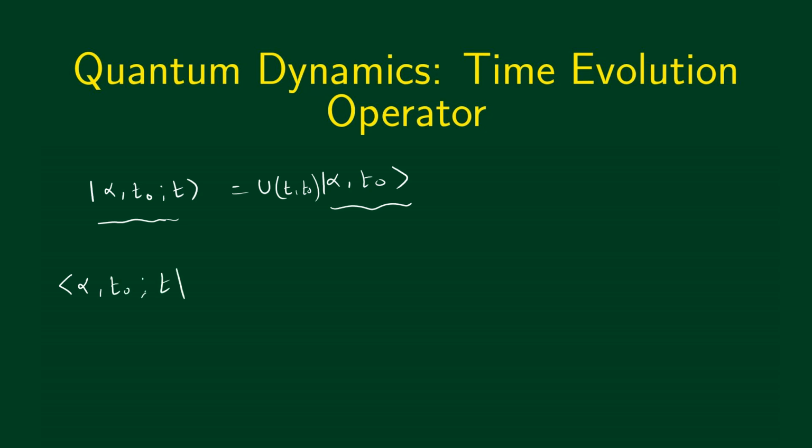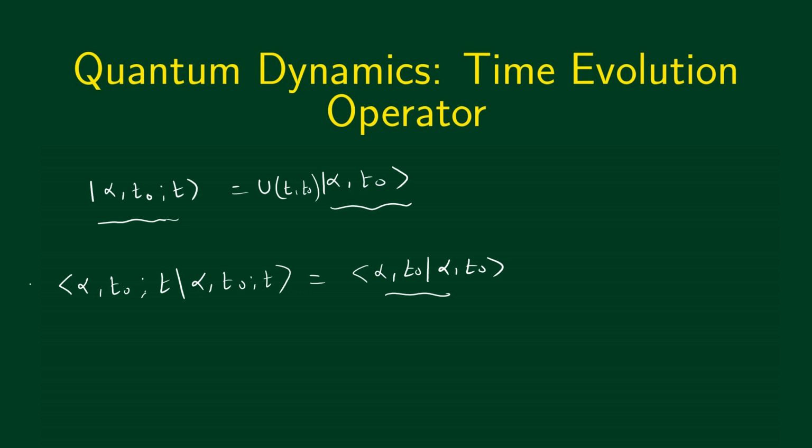<alpha, t0; t | alpha, t0; t>, this has to be equal to the inner product of the state with itself at the initial time. So we'll write this as <alpha, t0 | alpha, t0>. That is, the normalization should not change. The conservation of information can be demanded by saying that the normalization has to be preserved. We gave arguments for this.